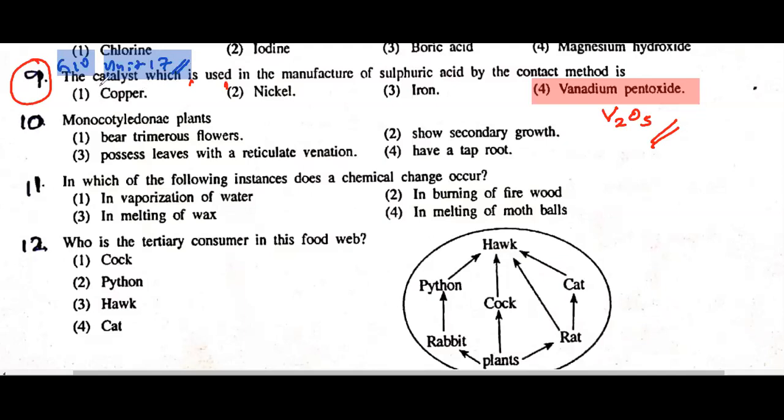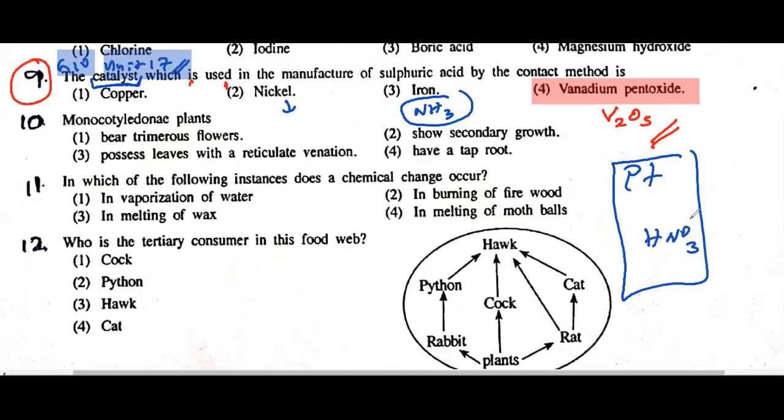Properties of catalyst are very important. Out of all the factors affecting the rate, catalyst is very important. Every year there is at least one MCQ from catalyst. There are biological catalysts, known as enzymes. Iron is the catalyst in the production of ammonia. Nickel is the catalyst in the production of margarine. Platinum is used as a catalyst in the nitric acid industry, HNO3.